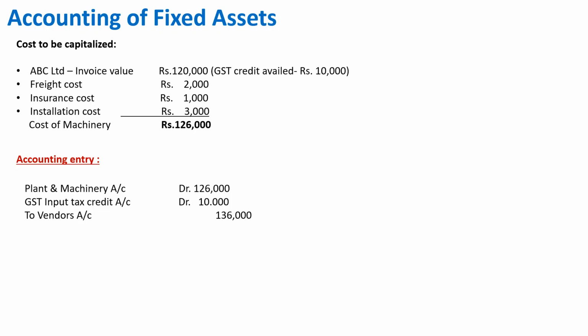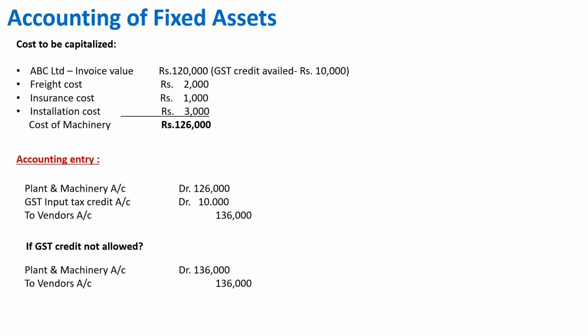Now let's take a scenario where you can't take GST credit. What will happen if GST credit is not allowed? Then it is very simple. Plant and machinery account debited 1,36,000. I am not posting a separate entry for 10,000 rupees because I can't take credit. And to vendor 1,36,000.